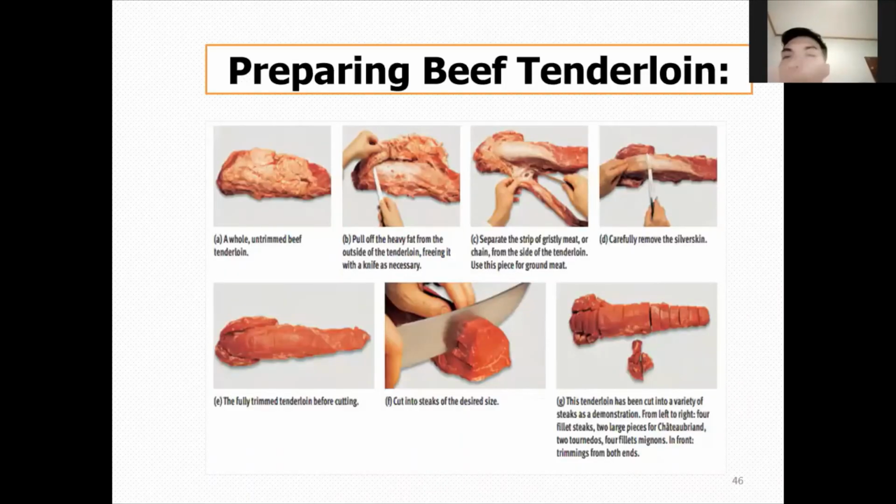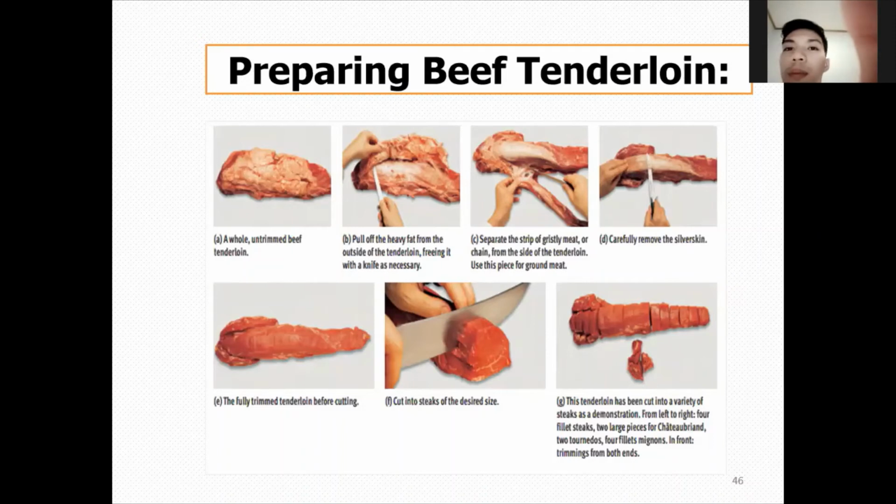Now for preparing beef tenderloin. You need to have a whole untrimmed beef tenderloin. Next, pull off the heavy fat from the outside of the tenderloin, freeing it with a knife as necessary. Separate the strip of gristly meat, or chain, from the side of the tenderloin. Use this piece for ground meat.